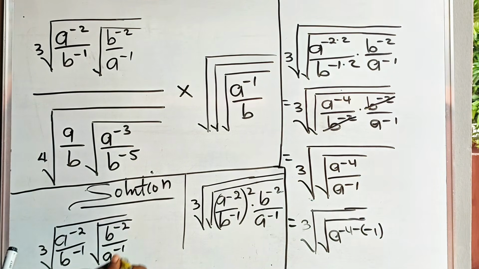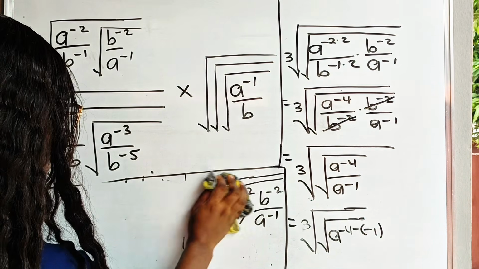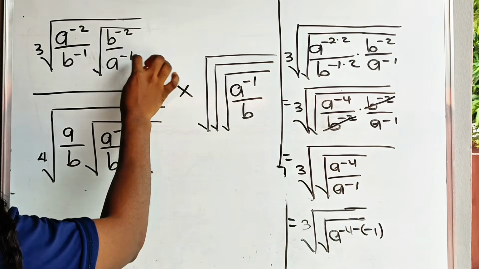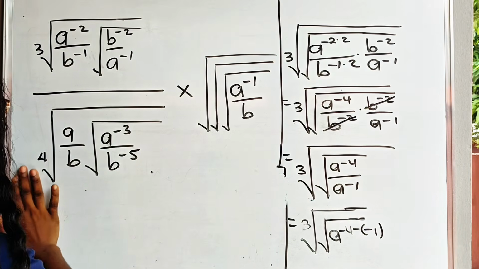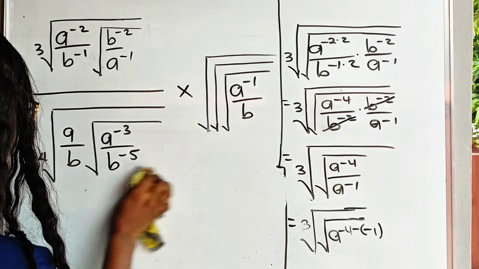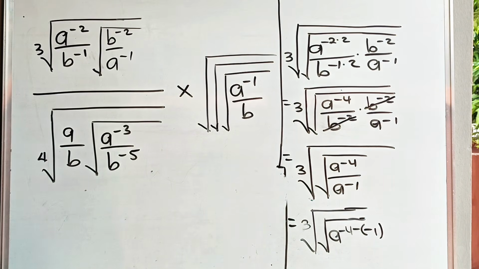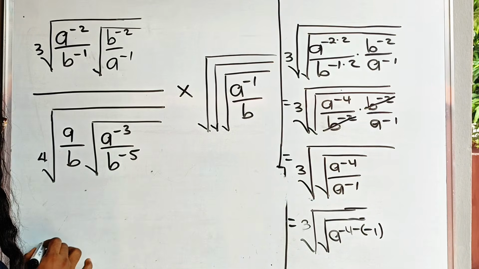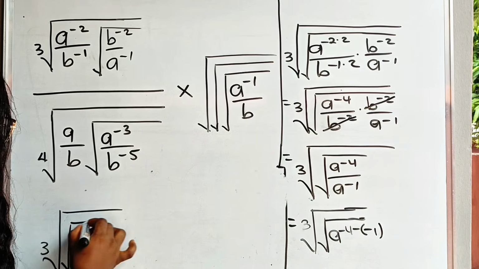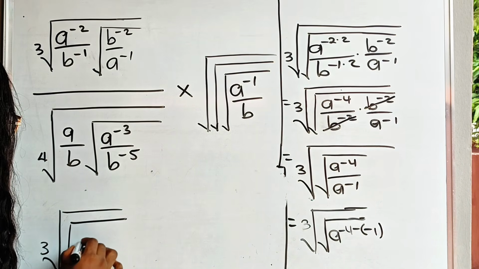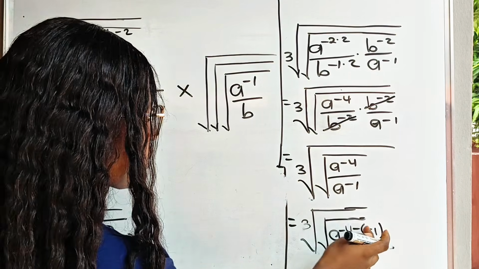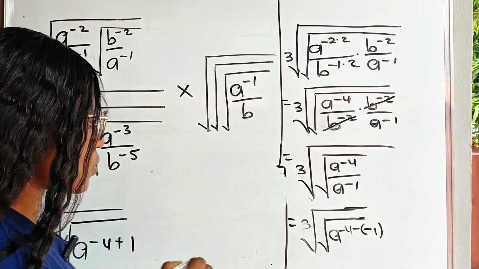So in general, this is what we are going to have. Remember that we are still solving for our numerator, and we are simplifying it, and it is going very well. Okay, trying to allow this to dry a bit. All right, so now we are going to have the cube root of the square root of a to the power of negative 4, then minus is plus, so we have plus 1.